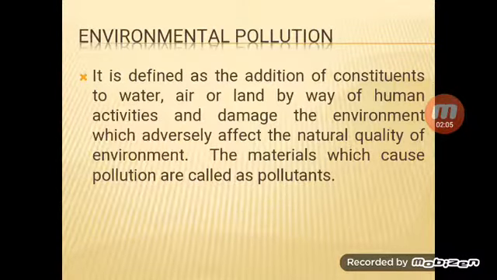Next one is environmental pollution. If environmental ethics is not followed, automatically pollution will be the result. What is pollution? It is defined as the addition of constituents to water, air or land by way of human activities that damage the environment and adversely affect the natural quality of the environment. The materials which cause pollution are called pollutants.